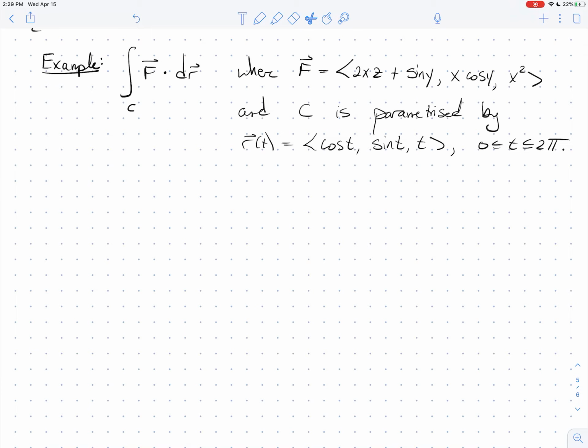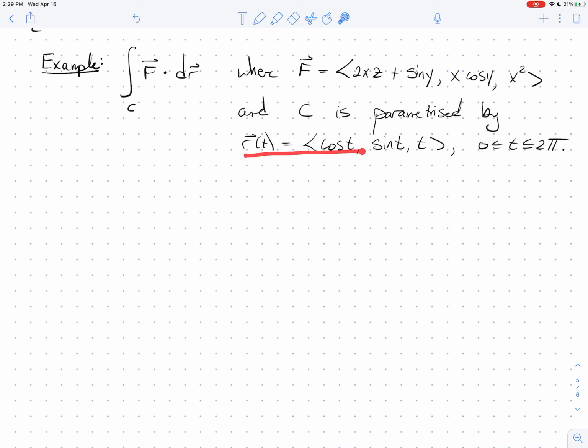All right, last example. We want to work out this particular line integral where you're given the vector field F. Notice it's a three-dimensional vector field, with three components. And then you're given the parameterization of your curve. That's nice, isn't it? You don't have to try to parameterize it yourself; it's actually given to you. And we want to work out this line integral.